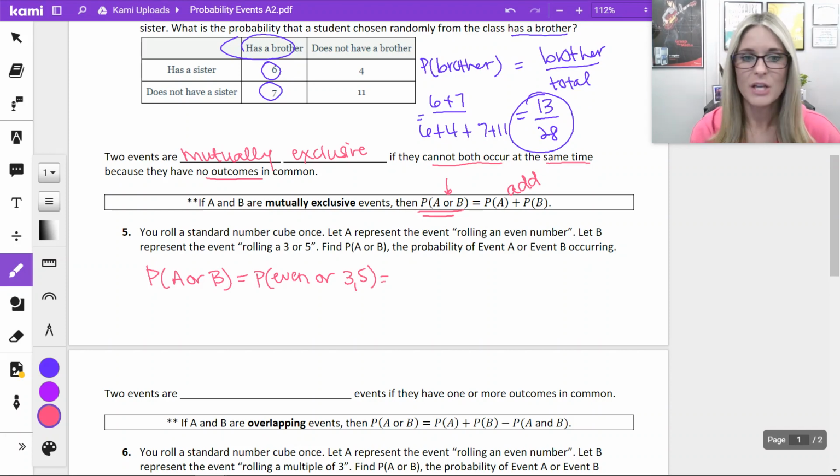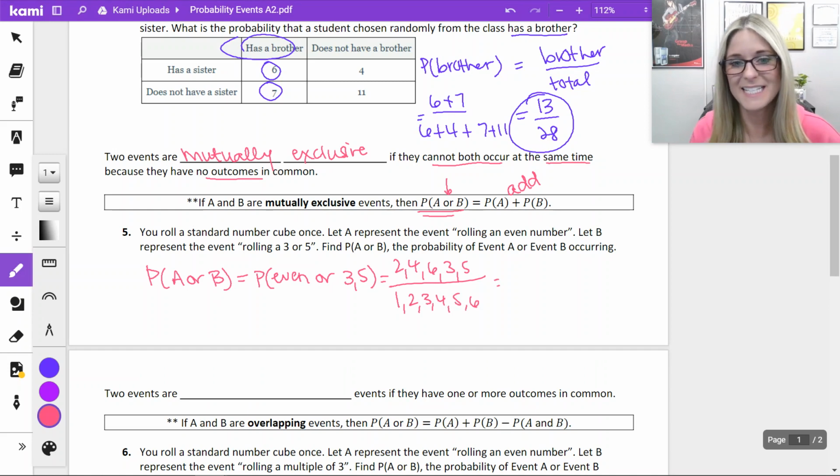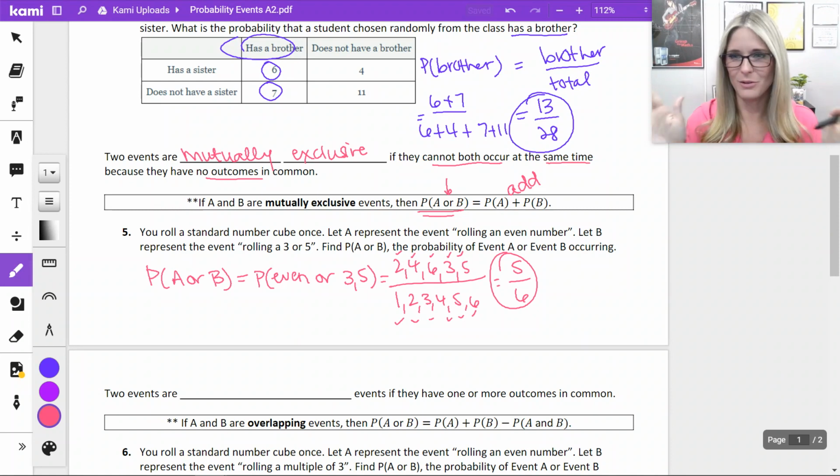Okay, standard number cube. So what are my options here? Let's list out the options. So we could have a 2, a 4, or a 6, or we could roll a 3 or a 5 and we win the game, right? Or over all of our total possibilities, 1, 2, 3, 4, 5, 6. So just listing out all the possibilities there, that makes 1, 2, 3, 4, 5 possible rolls to win the game out of the 6 total possibilities. Mutually exclusive. They're not going to happen at the same time. I can't roll an even that is a 3 or a 5 because those aren't the same, right? You add those probabilities together.